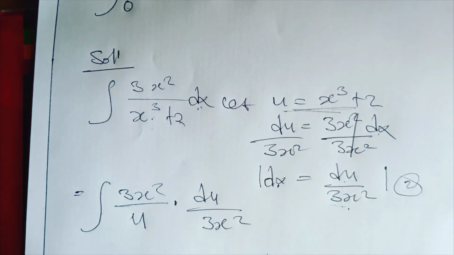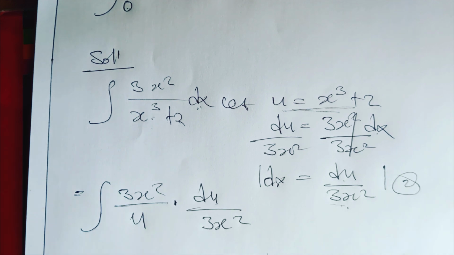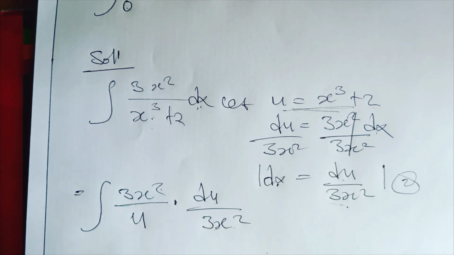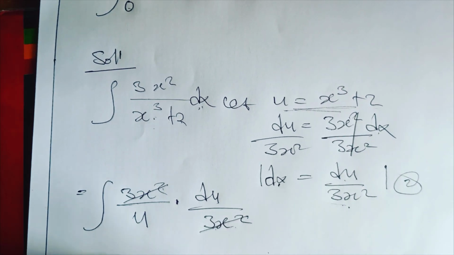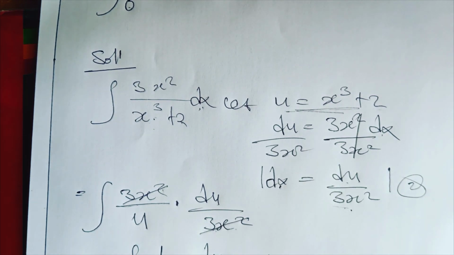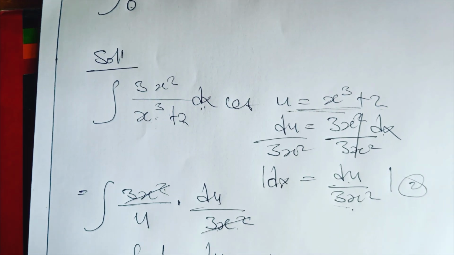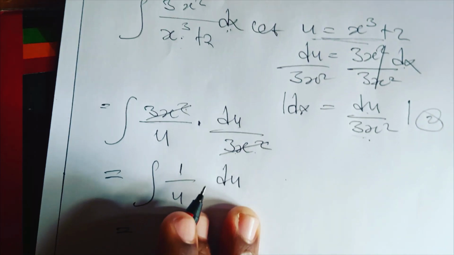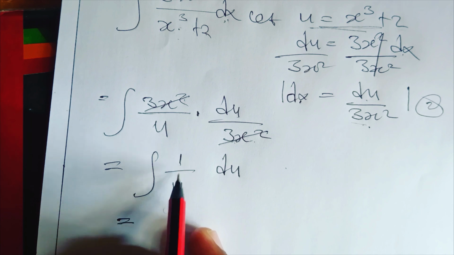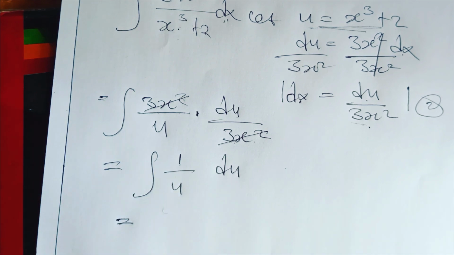Now if you see the way the question is, here we have 3x squared, and here we also have 3x squared. So this and that can cancel, meaning you're going to have the integral of 1 over u du. Now we need to integrate 1 over u du. How do we integrate 1 over u?